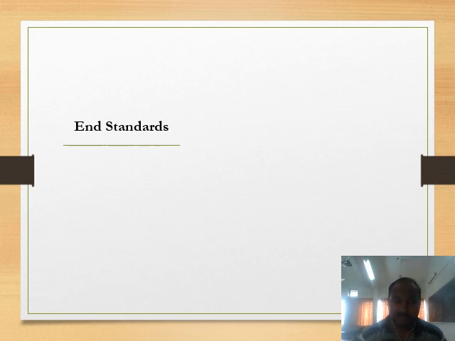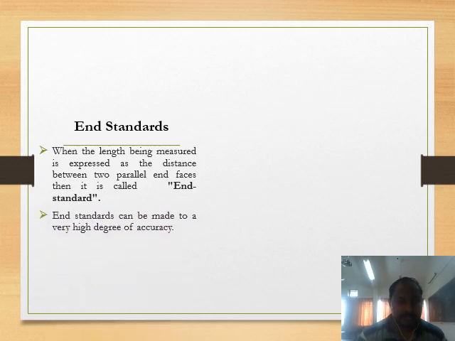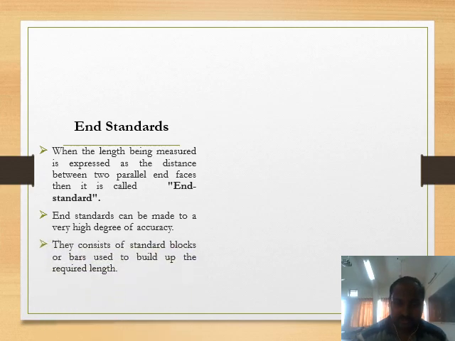Line standards are always about measuring the distance between any two parallel engraved lines. Coming to the next part, end standards always measure the distance between two parallel end faces. That's why they are called end standards. These end standards are made to a very high degree of accuracy, which is why they are used for calibrating purposes also.